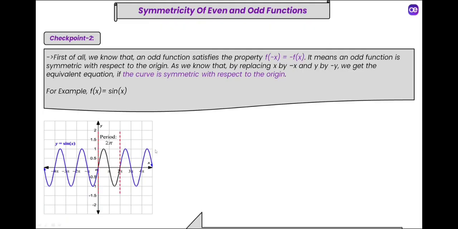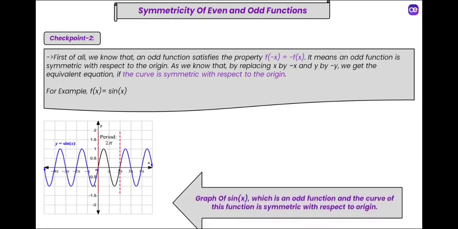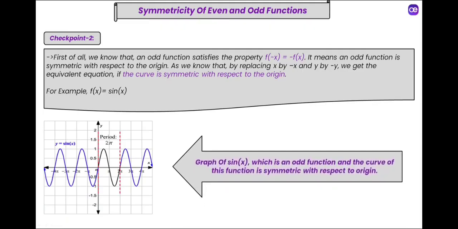There we say, as f of x, sine x, is an odd function, it satisfies the property f of minus x is equal to minus f of x. So its graph, or the curve of this graph, is symmetric with respect to the origin. And that's the concept. Thank you.